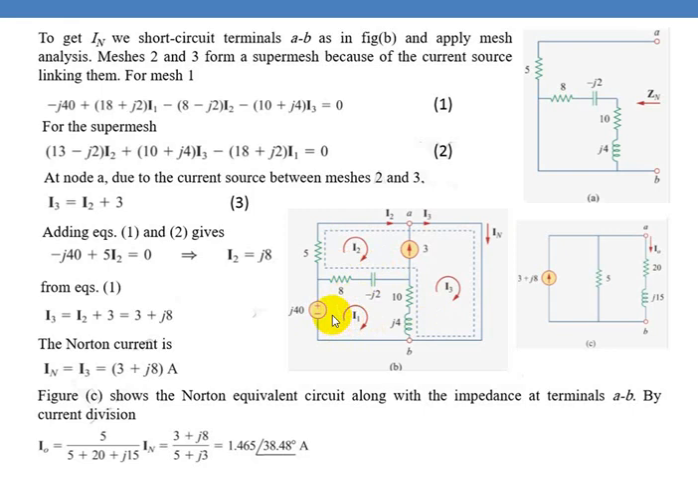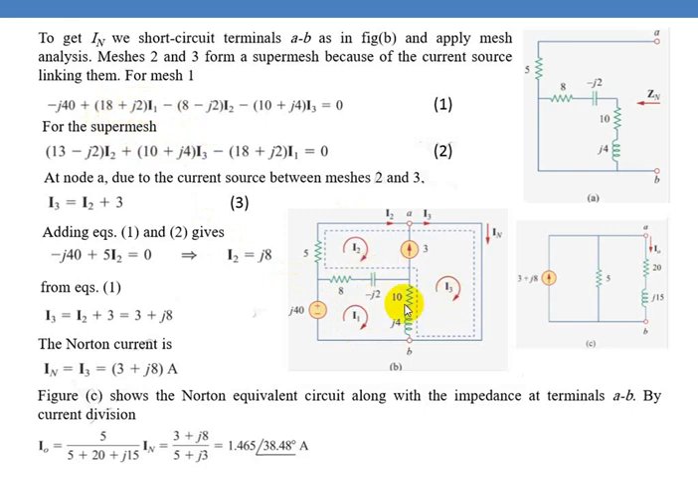So this source voltage will be minus 40 plus the coefficient of I1. You add all the resistances and reactances in this mesh, that is 10 plus 8 is 18, and minus J2 plus J4 is plus J2, that is (18 plus J2) into I1.